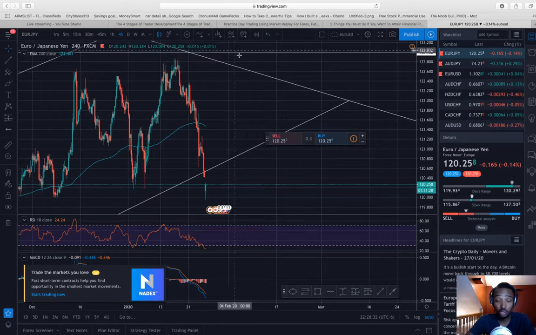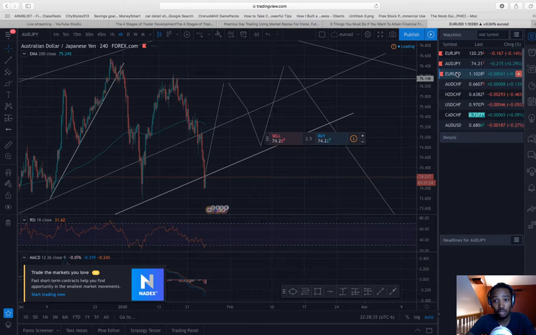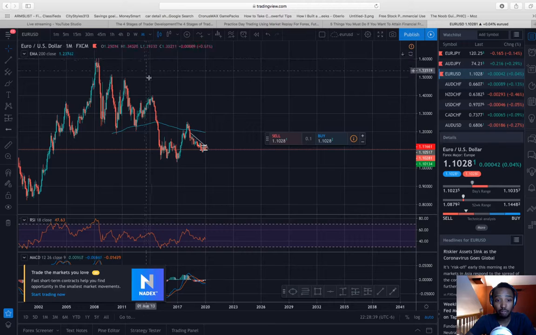So that's literally that. I'll go to another one. I won't do that one because it's almost the same thing. But EUR/USD, same deal, guys. Look at the monthly downtrend.